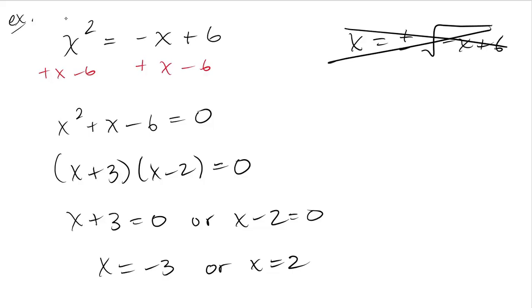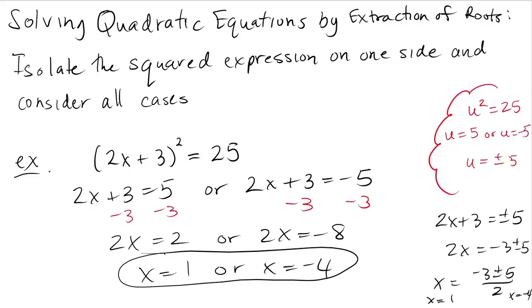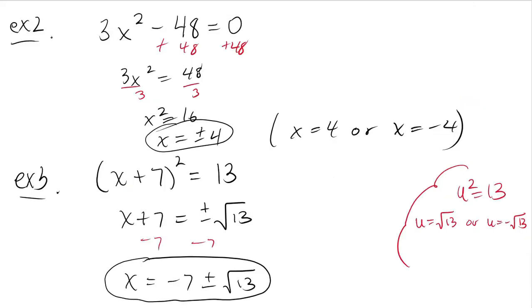So just because you see an isolated squared term on one side isn't enough. You'll notice in all of our examples the other side was a number. Here we had 25. In the last two examples, we had 16 and 13. If you have a constant on the other side, you're good to go. If you have a variable on the other side, you need to try another technique.